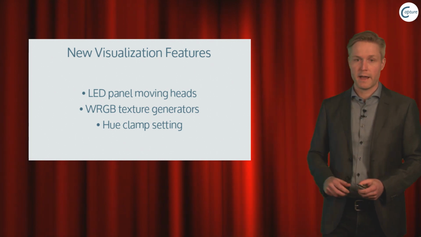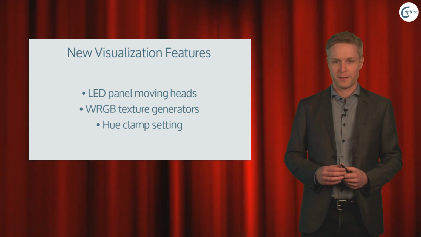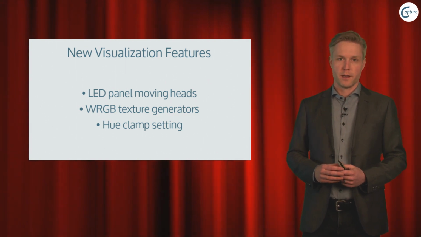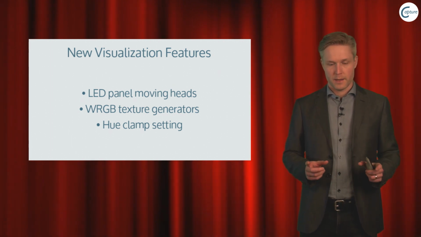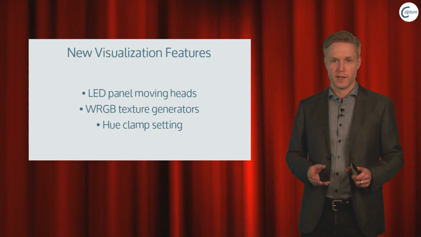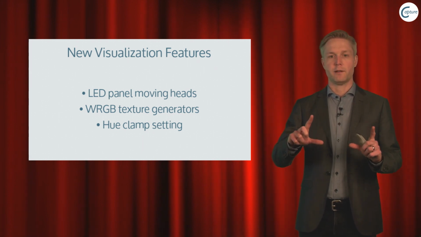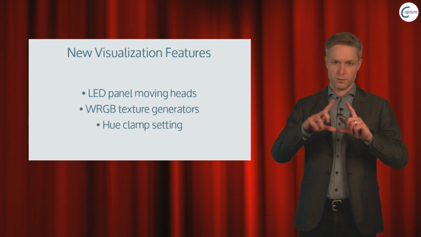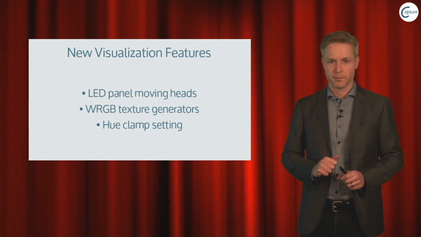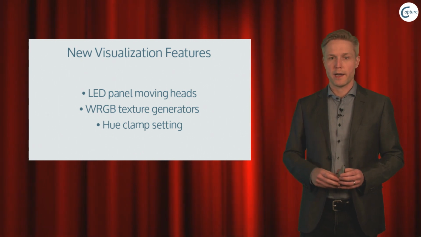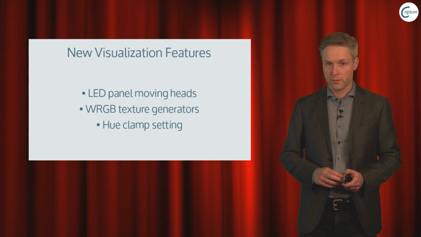However, we have also added a few new visualization features to Capture 2018. One of them is the ability to visualize moving heads with LED panels, such as the ones from Ayrton and Elation. So it's the moving head thing with an LED panel that takes a media feed and presents this on a typically square LED panel. We've also added a white RGB mode to the texture generators of materials.